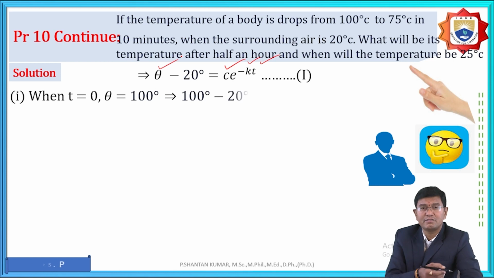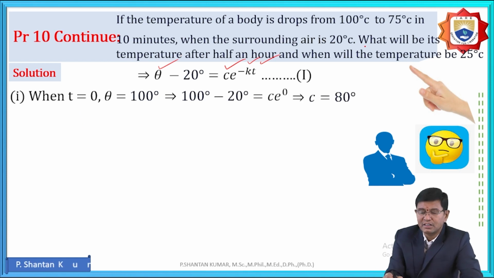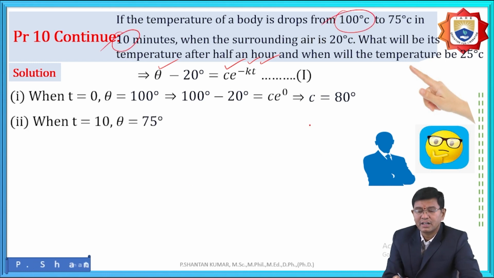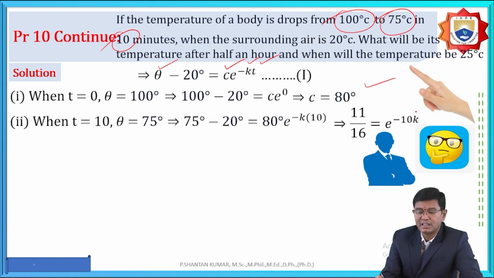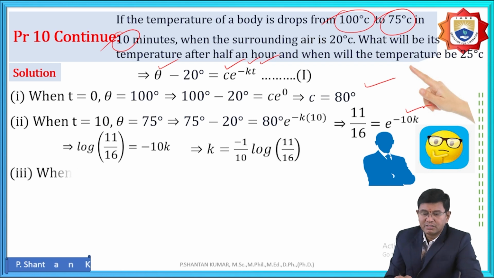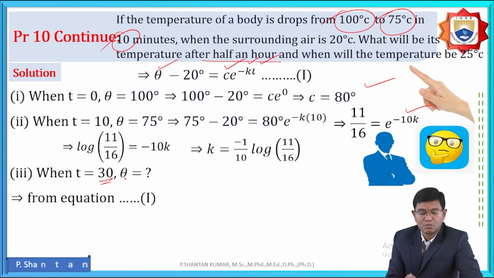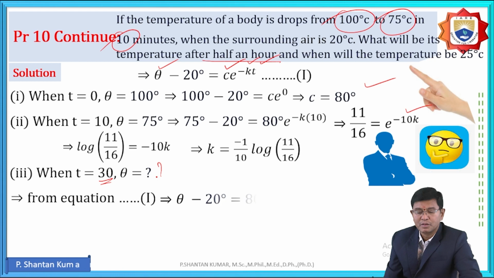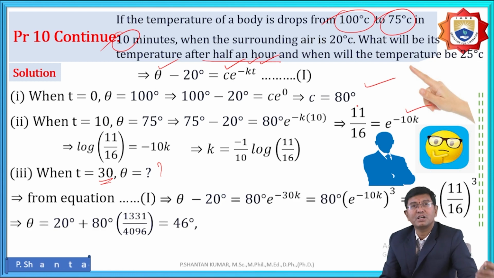Same as in the 6th or 5th problem, we need to use this. First, what is the initial condition? That is 100 degrees, and at t equal to 10 minutes, it is 75 degrees. Based upon c, find out what is k. And next is the temperature. It may be after half an hour, that means 30 minutes. What is the value of t? By using c, k, and also t values, we need to find out what is the theta value.